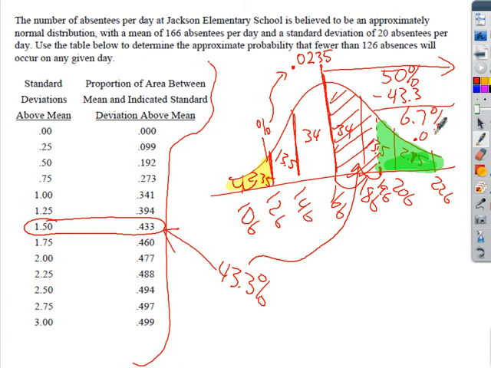So you just have to figure out where it is. You might find things that are 1.5 away from the mean, or you might find 2.25 or 2.75, and just do a little subtraction, and you should be good with that.